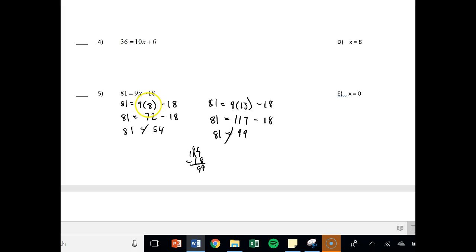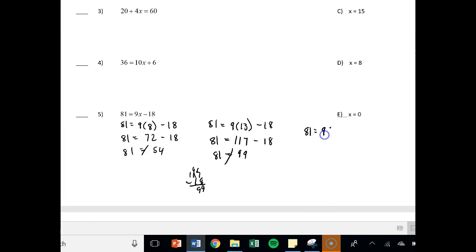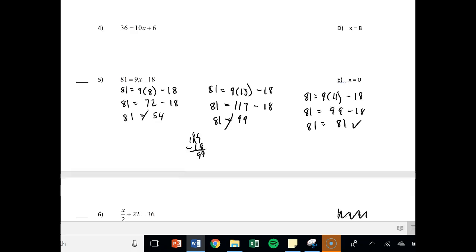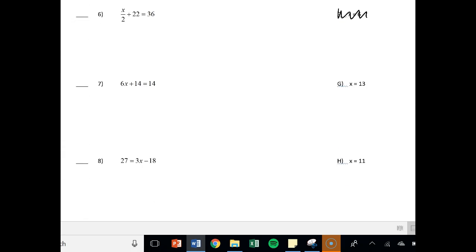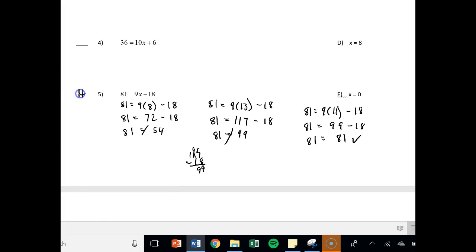So it's gotta be bigger than 8, but smaller than 13, right? So it's gotta be something like 11, let's try 11. So 81 equals 9 times 11 minus 18. 81 equals 99 minus 18. 81 equals, what's 99 minus 18? It's 81. Boom, got it. Finally done, right? So I had to try 3 different times until I got my answer of H, which was 11, for that answer, right? So you will plug in and maybe not get the right answer. You have to show perseverance and go on to the next problem.